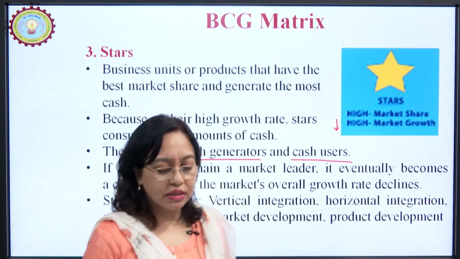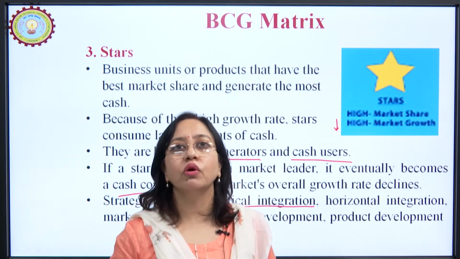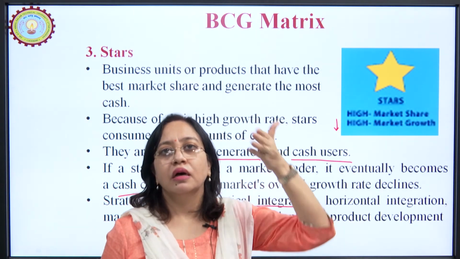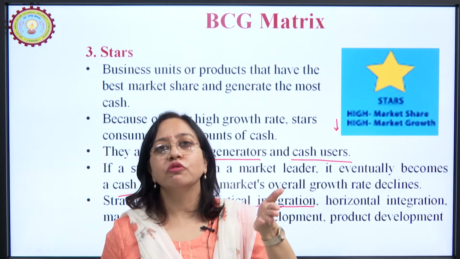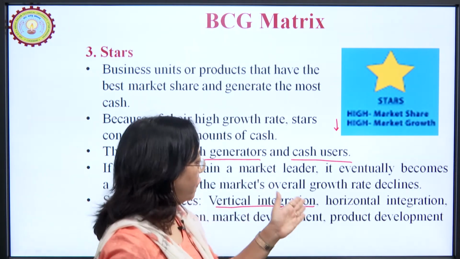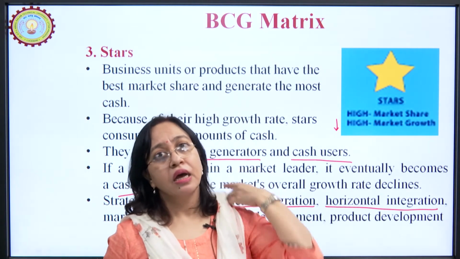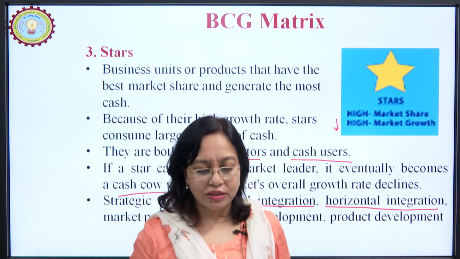The strategic choices available are vertical integration. Vertical integration, in a supply chain, if you are a manufacturer, means either you start producing the raw material also, or you move down to the distribution, to the retailing part of it. Then horizontal integration. Horizontal integration means that you can go for mergers and acquisitions with similar type of businesses.